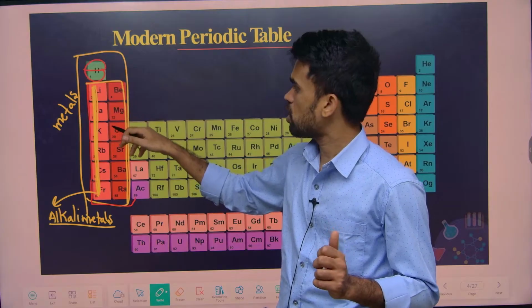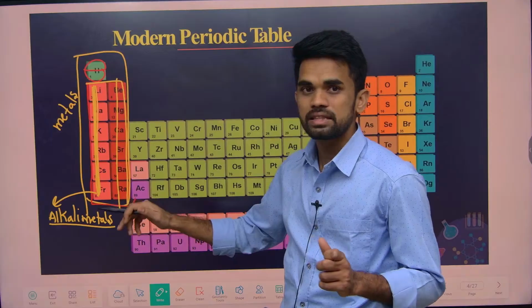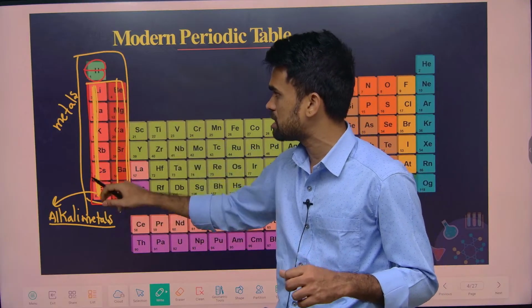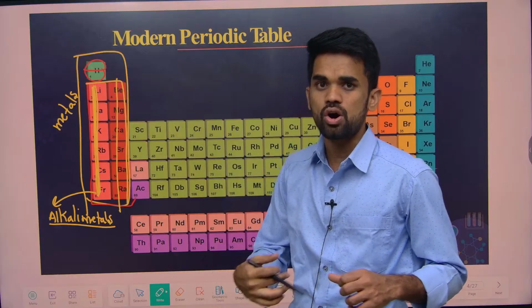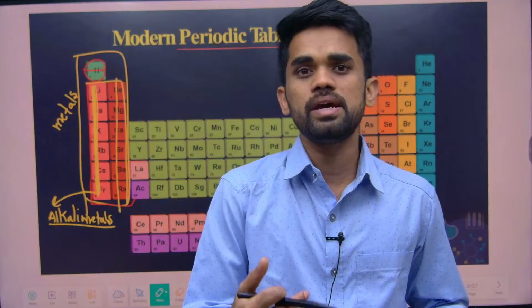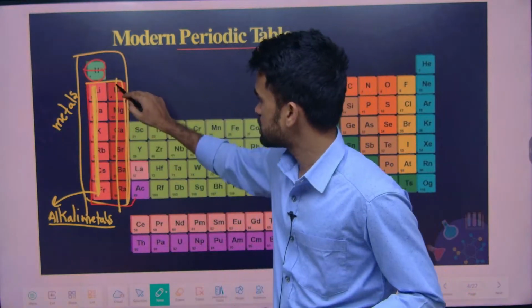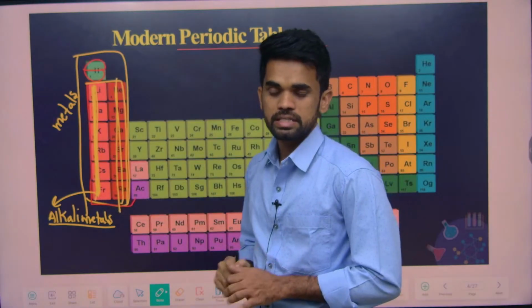So now we can call this group of elements alkaline earth metals. These are alkali metals, these are alkaline earth metals, because they appear as oxides, which are also basic in nature, in the earth crust. So these are alkaline earth metals, these are alkali metals. Okay, next, come to this side.